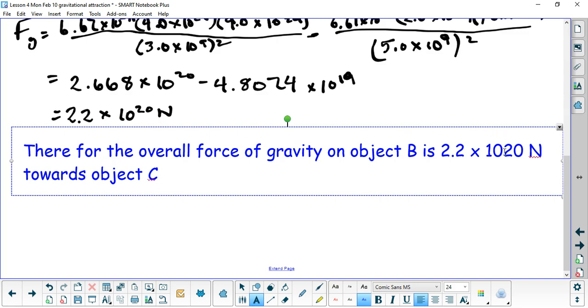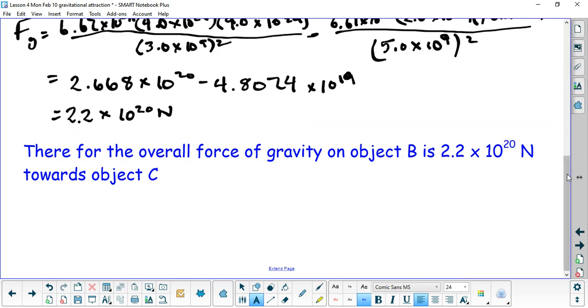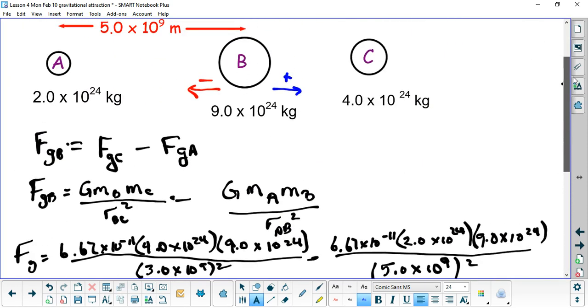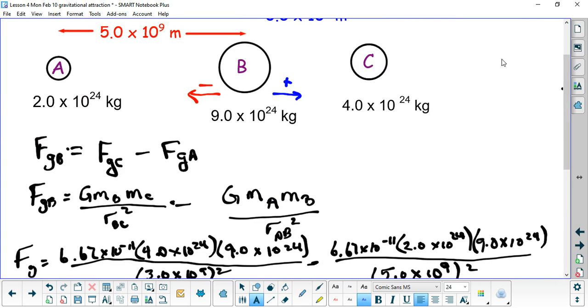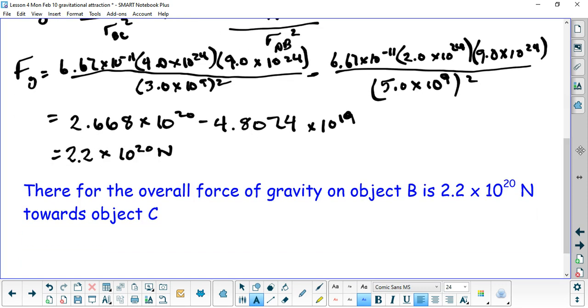Now you'll notice I didn't say to the right, I said towards object C, and that's because once we start dealing with planets and things like that, you can't really say that this is the right and this is the left, right? If we're in space, that's just based on my frame of reference. I could be on the other side of the planets and it would still be towards C, but it would be towards my left if I was on the other side of those planets. So by saying it's towards object C, I'm giving a general interpretation that cannot be confusing.